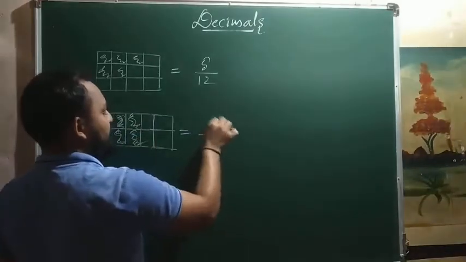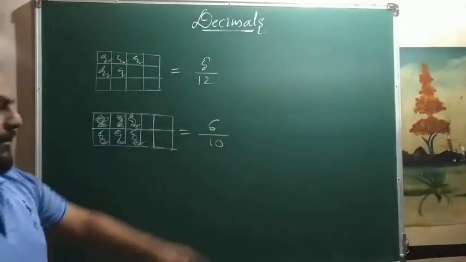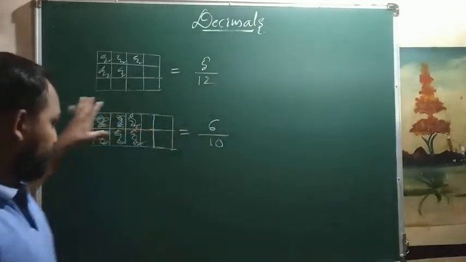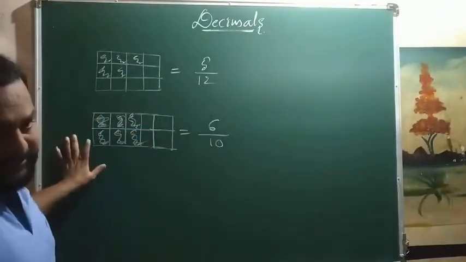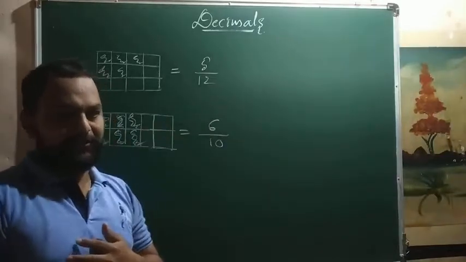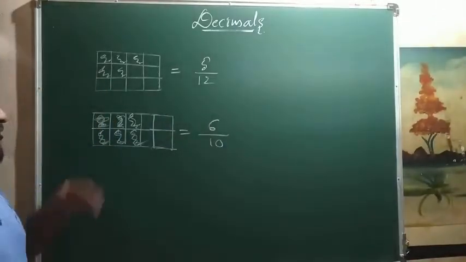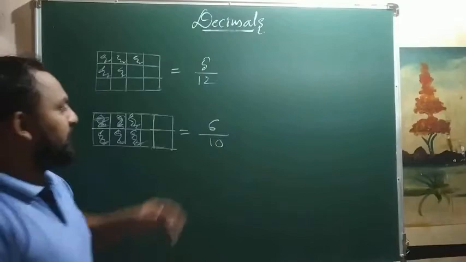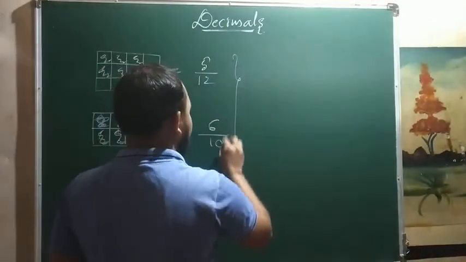Here, the total number of parts is 10. Out of 10 equal parts, 6 are shaded parts, colored parts. These are the decimal fractions.